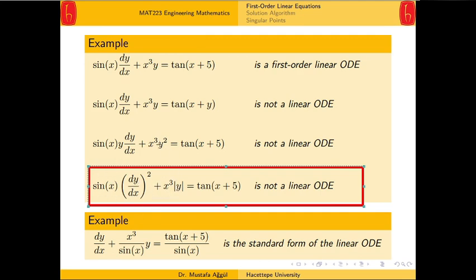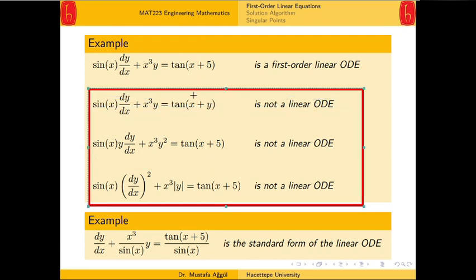Also here we have, instead of y, the absolute value of y, so this is another problem. We have to have y alone here, so not the absolute value. This is also a problem, and this also breaks the linearity. Okay, so these are some examples, and all these last three were not linear, and the first one was linear.